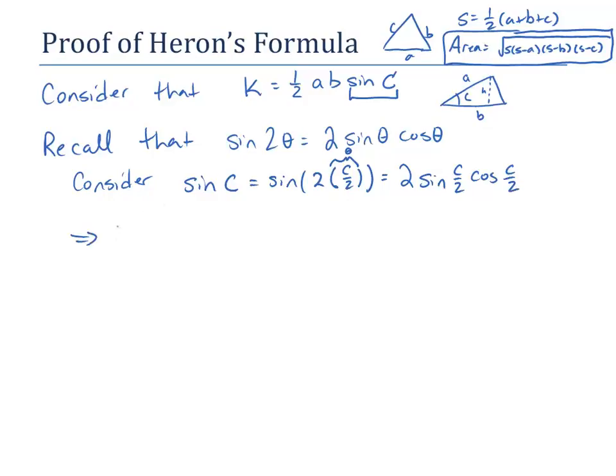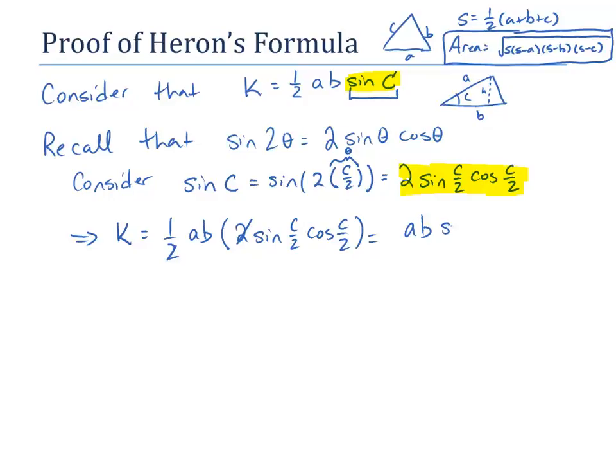Which would mean then that my area, which we know to be true, 1/2 AB sine of C, could be written as 1/2 AB times, and now replacing this right here in for this right here, gives us 2 sine of C over 2 cosine of C over 2, and the 2 and the 1/2 cancel, so we're left with AB sine of C over 2 cosine of C over 2. So I'm going to label this as equation 1 because we're going to come back and refer to this later on.